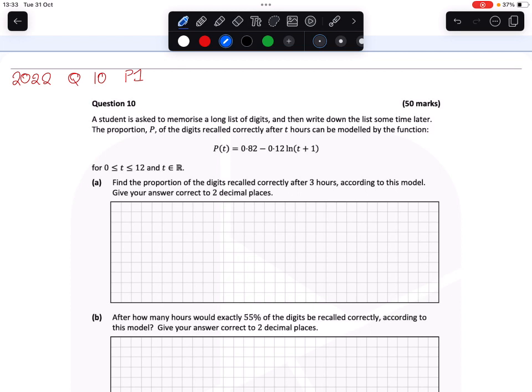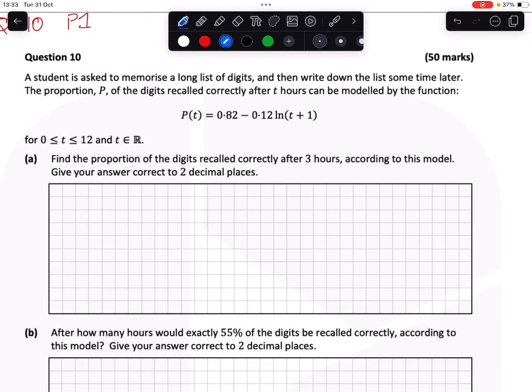Find the proportion of digits recalled correctly after 3 hours according to the model. Give your answer correct to 2 decimal places. This gives us a time, t is a function of time. So if we find p(3), that's going to be equal to 0.82 minus 0.12 times the natural log of 3 plus 1, so the natural log of 4. If we compute that, we end up with the value 0.65, rounded to 2 decimal places.